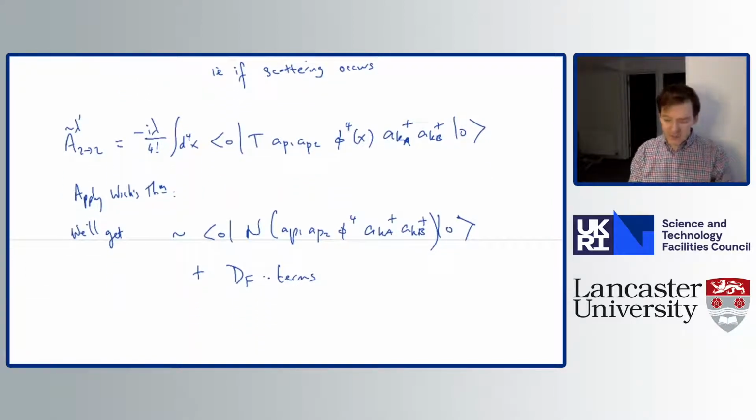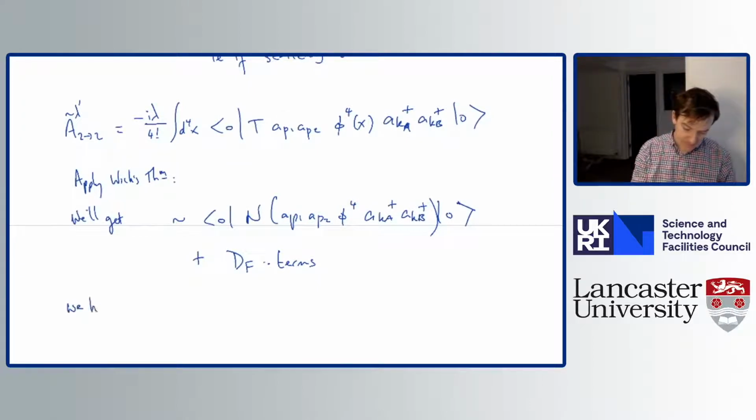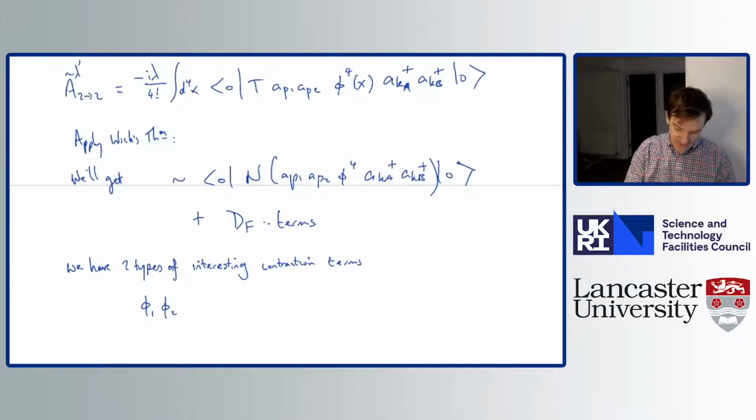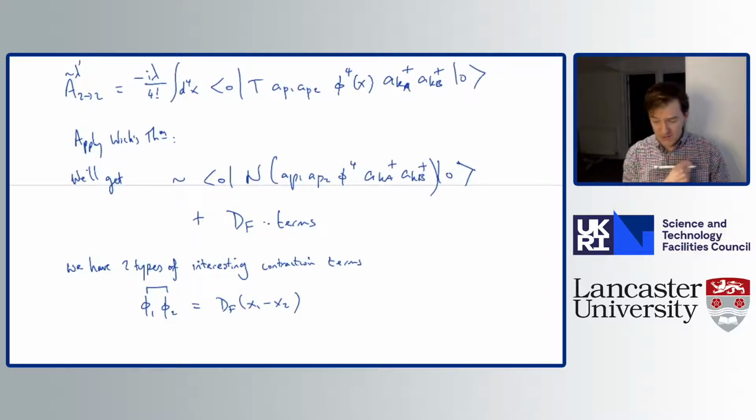So let's look at the types of terms we can get. We're going to have two types of interesting, i.e. non-zero, contraction terms. The first example is contractions with the phi fields. We have 4 phi fields in here, so we can do contractions with a phi and a phi, like this, phi 1, phi 2. So we know what this is. This is just the Feynman propagator. We've met this a few times now, so we know how to deal with those terms.